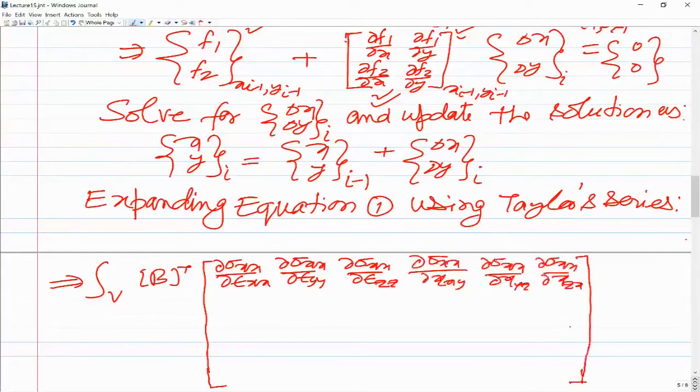So like that, you will have various terms. Similarly, the second row would be the derivatives of sigma yy: del sigma yy by del epsilon xx, del sigma yy by del epsilon yy, and so on. Similarly, you can write the rest. So this finally will be a 6 by 6 matrix.